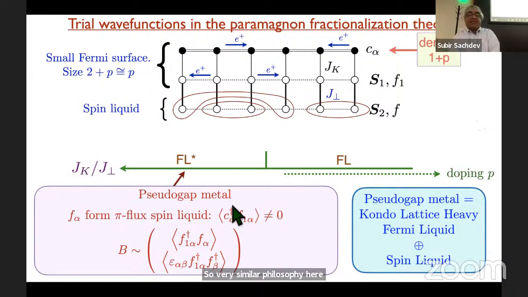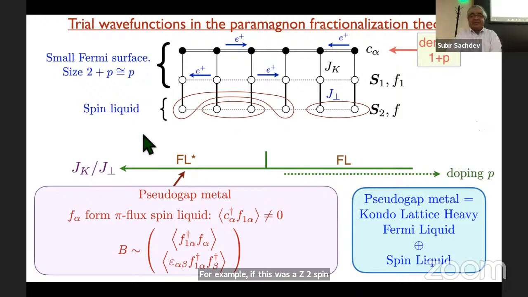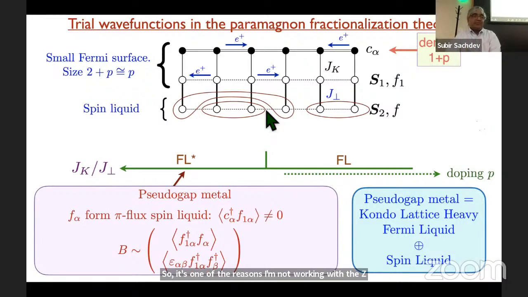In the ground state, it would have been nice to have a ground state which was deconfined. And that could happen, for example, if this was a Z2 spin liquid. And I'm sure you know I've written many papers with that hope. But at this point, there's never been any clear evidence of any deconfinement at zero temperature in any experiment. So that's one of the reasons I'm not working with the Z2 spin liquid anymore, but working with this one. This one confines, and now I'm viewing that as a good thing, not a bad thing.